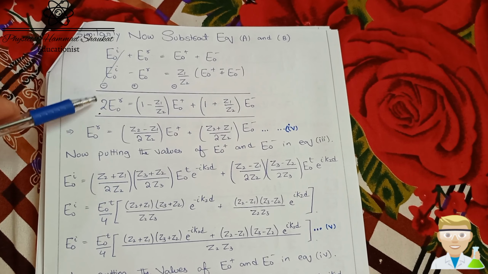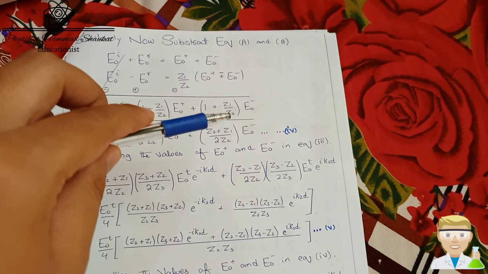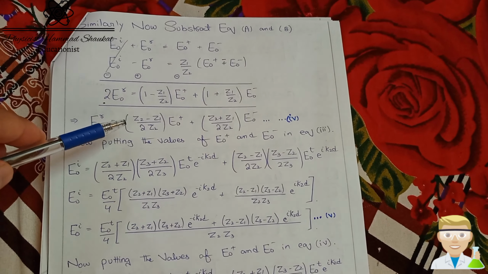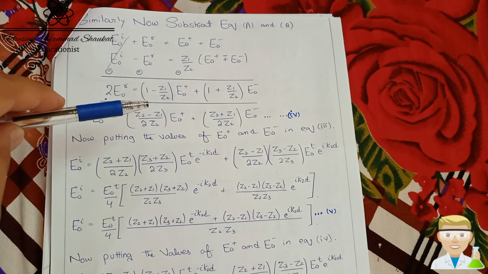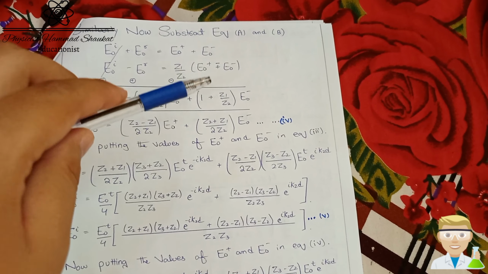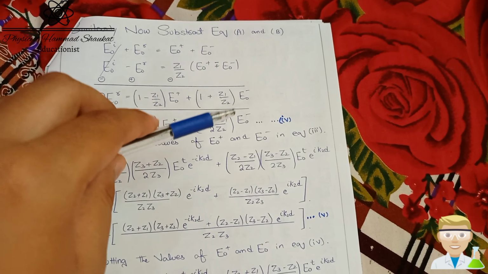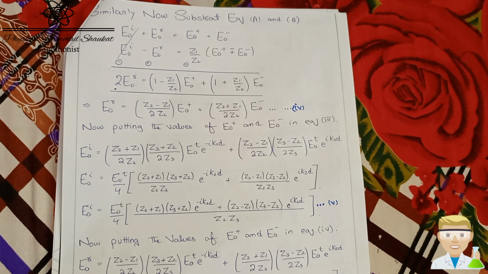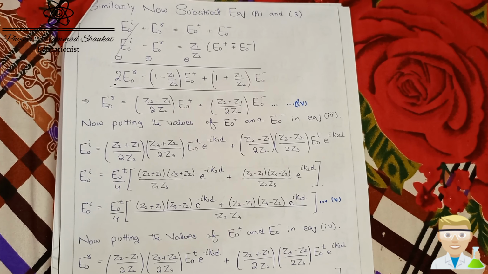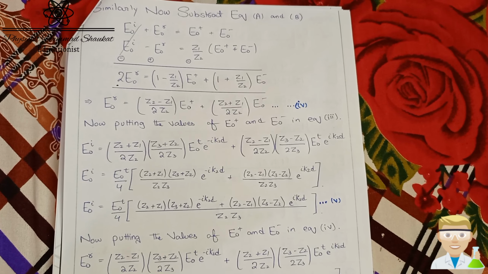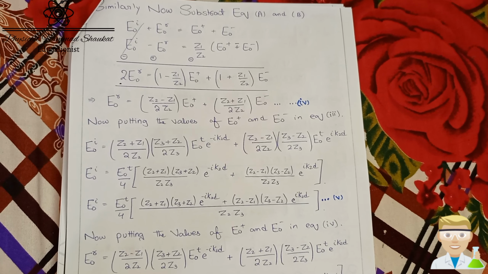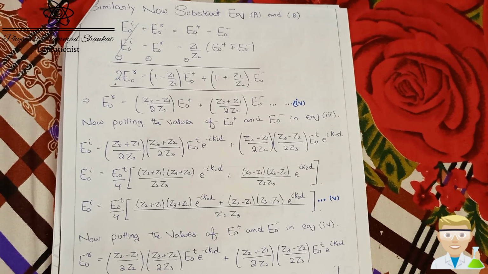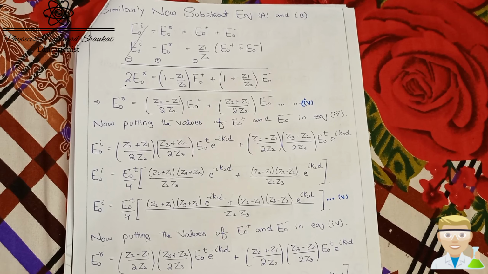We have to move this 2 to the other side, and taking the LCM of these factors, we will be left with e naught r, and our e naught r reflected electric field basically equals z2 minus z1 divided by 2 z2 multiplied by e naught plus, plus z2 plus z1 divided by 2 z2 multiplied by e naught minus. So this is my reflected electric field in terms of e naught plus and e naught minus. So we successfully found our incident electric field in terms of e naught plus and e naught minus, and we successfully found the reflected electric field in terms of e naught plus and e naught minus.